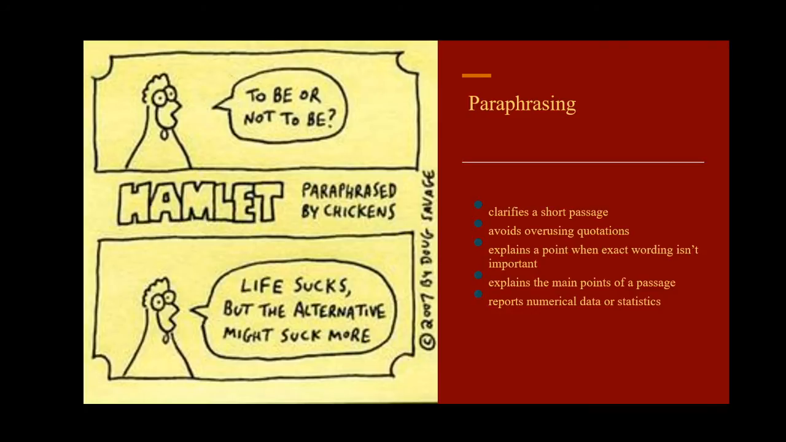To be or not to be. Life sucks, but the alternate might suck more. I like to repeat that because it makes so much sense. And this is what paraphrasing is. I mean, you don't want to write a full essay using those kind of words. You can even pick a little bit more academically appropriate words for what you're writing. But the meaning is there. The definition, the clarification is in that particular paraphrasing of "to be or not to be."